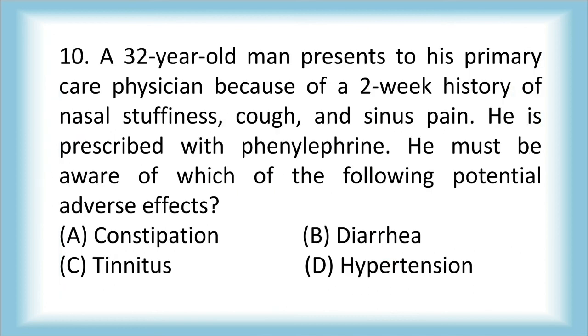10th question. A 32-year-old man presents to his primary care physician because of a 2-week history of nasal stuffiness, cough and sinus pain. He is prescribed phenylephrine. He must be aware of which of the following potential adverse effects? Option A, constipation. Option B, diarrhea. Option C, tinnitus. And option D, hypertension. Here the correct answer is option D, hypertension.